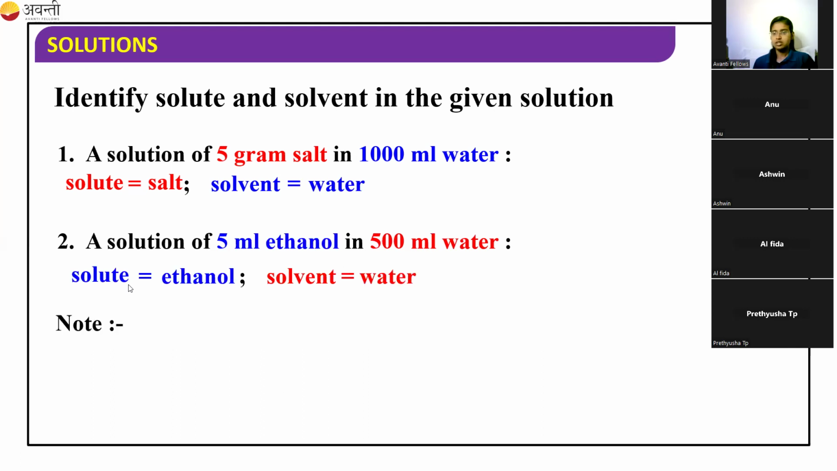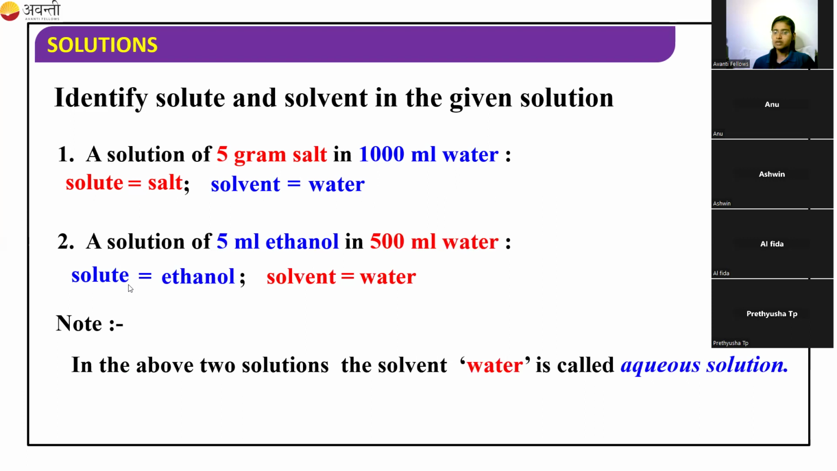Now I'm going to give you a note. In the above two solutions, the solvent is water. A solution whose solvent is water is called an aqueous solution. The solvent can be anything; it need not be water all the time. If the solvent is water in our system, then we call that particular solution an aqueous solution.